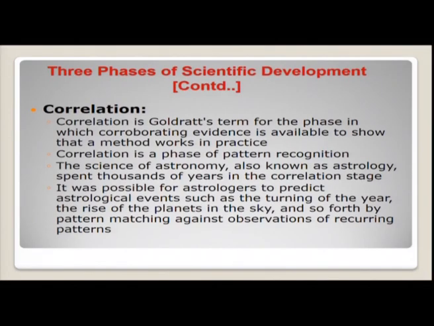Having spent thousands of years in the correlation stage, it was possible for astrologers to predict astrological events such as the turning of the year, rise of the planets in the sky, and so forth, by pattern matching against observations of recurring patterns or repetitive patterns. So this is called correlation. They correlate things with whatever has happened in earlier years and they write it. That is the work or the duty of the astrologers.